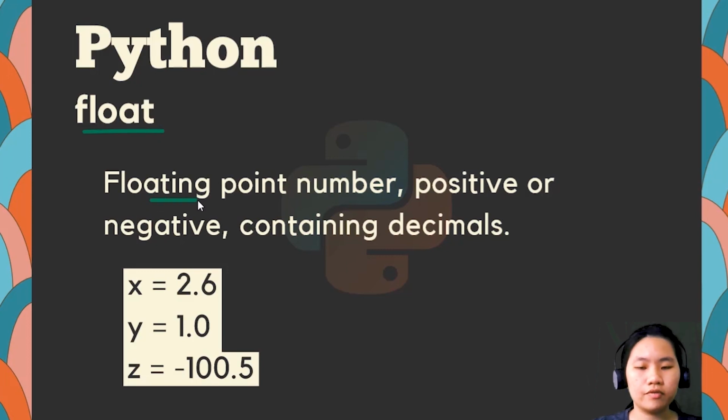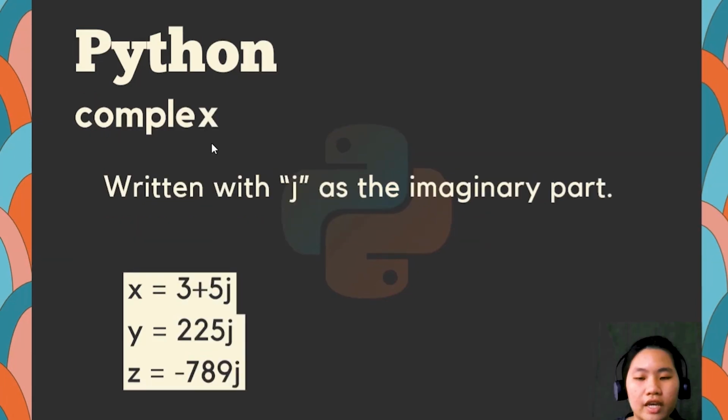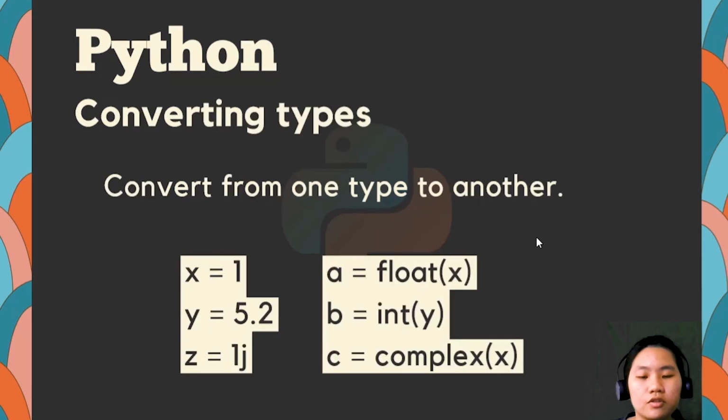Next up, float. Float is short for floating point number. Now, that's a long name, but really it is just decimals, right? Positive or negative decimals. You have 2.6, you have 1.0. Okay, now we have complex. So complex, we have j as the imaginary part. For example, 3 plus 5j, 225j, negative 789j, right?